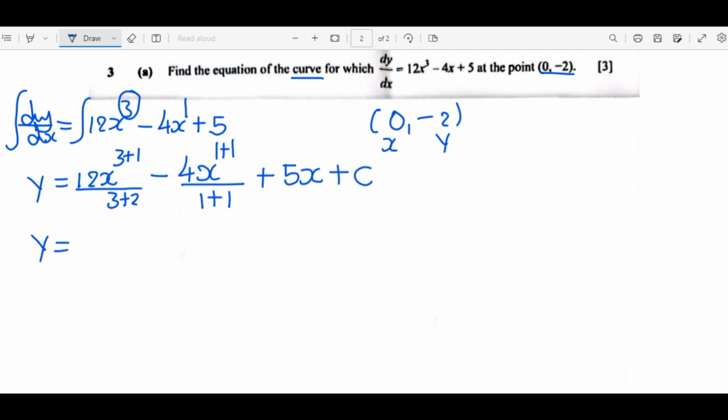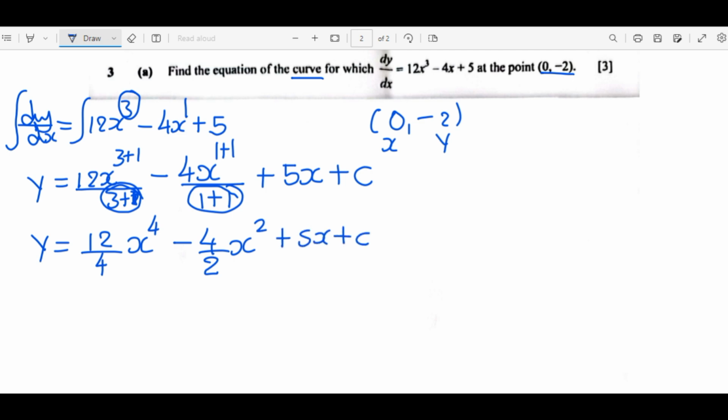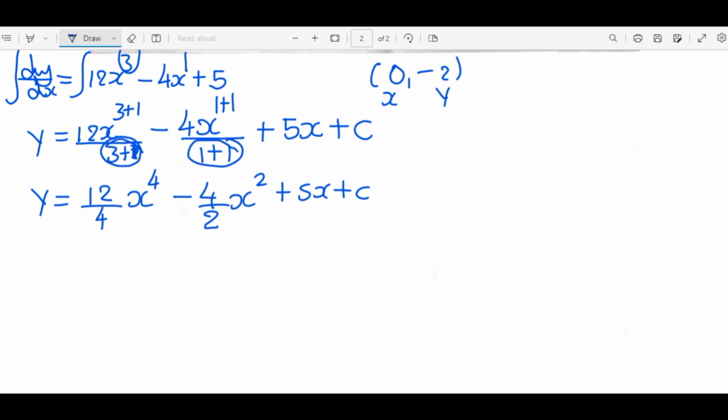Now let's see how we can simplify this. We have 12 over, if we add 3 plus 1, that is 4, x raised to the power 4, minus 4, 1 plus 1 is 2, raised to the power 2, times x raised to the power 2, plus 5x plus c. Then from here we can simplify. 4 here is 1, 4 here is 3, so we have 3x raised to the power 4. 2 here is 1, 2 here is 2. Minus 2x squared plus 5x plus c.